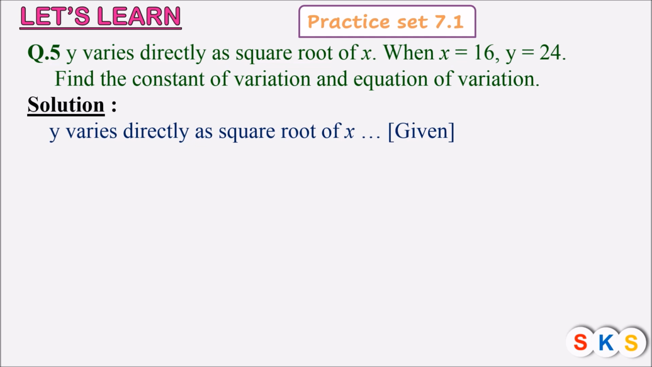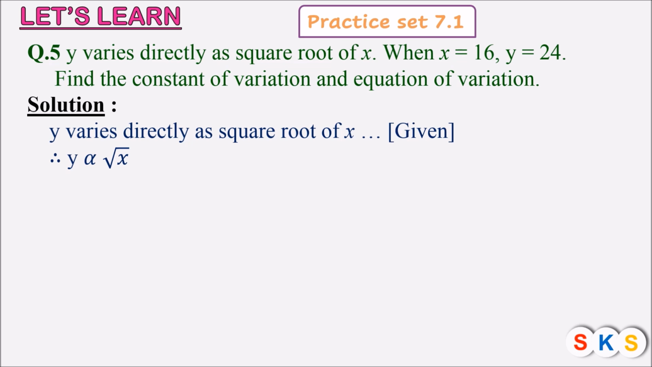Now we will write this statement using symbol of variation. So we can write this: y varies directly as square root of x. You can see there is an alpha sign between y and square root of x, and that alpha is for variation. It denotes the symbol of variation.